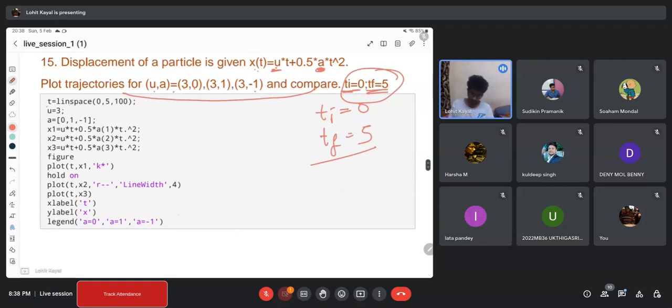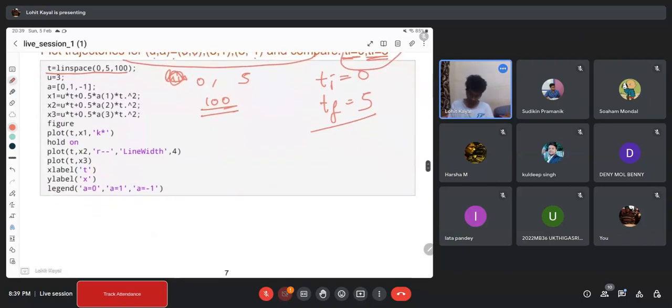Now I am introducing a new thing, linspace. This indicates that its starting point is 0, ending point is 5, and the number of intermediate points is 100. Linspace means linear space. So the intermediate steps will be 100. So this is t equals linspace(0, 5, 100). This is the comment for that.